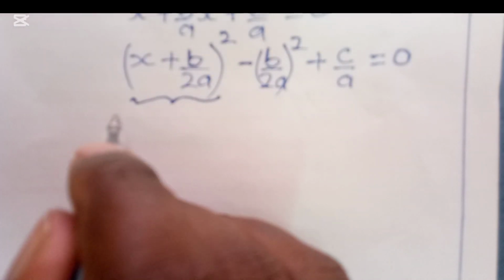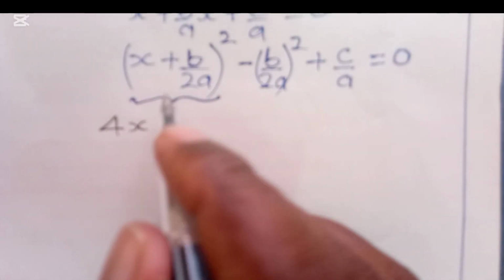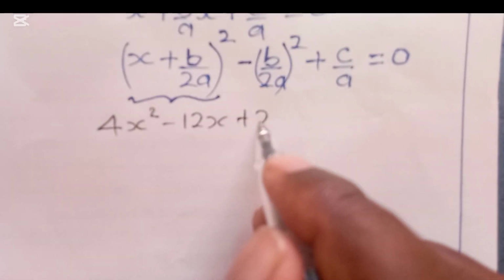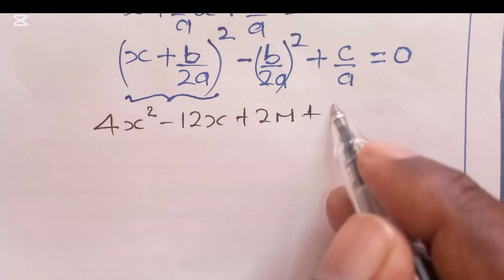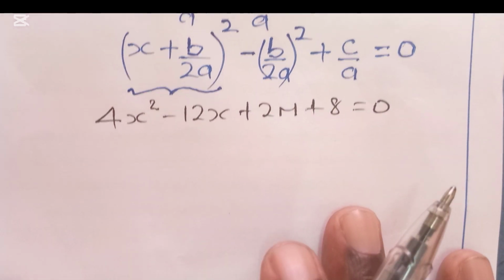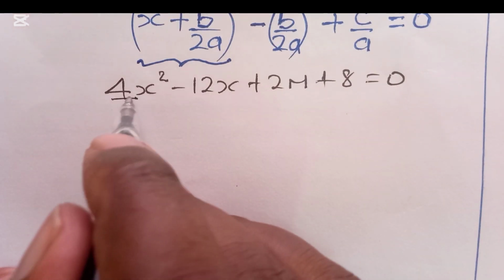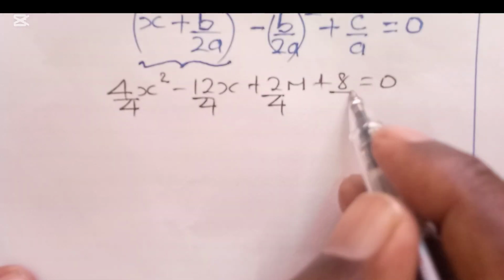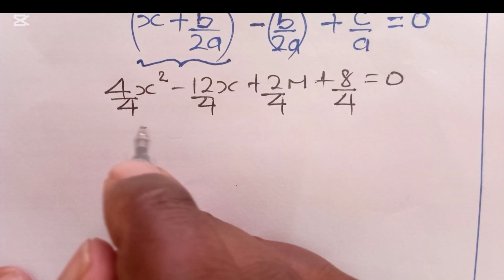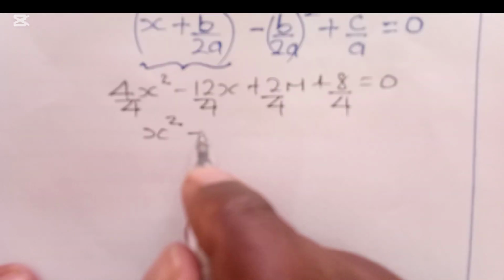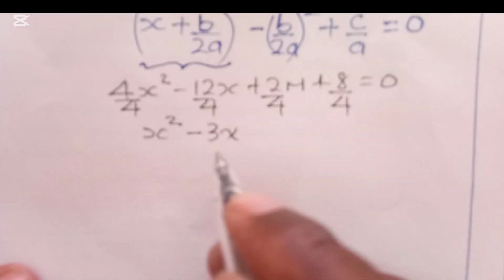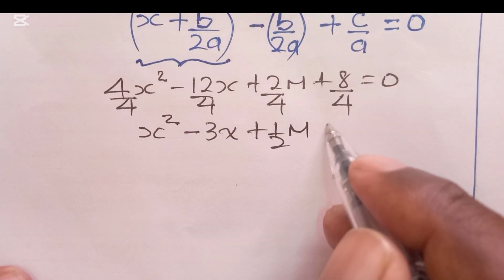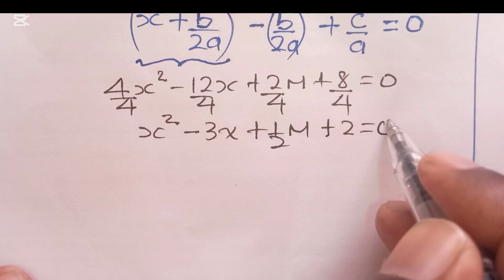So we shall have 4x squared minus 12x plus 2m plus 8 is equal to 0. You can now divide by 4 throughout, like that, so that we have x squared minus 3x plus a half m plus 2 equals to 0.